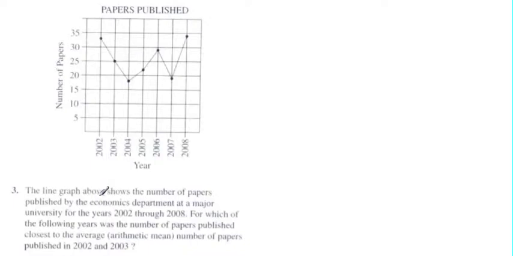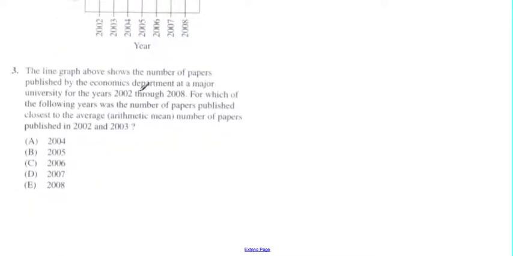Let us look at this question for a second. So we have a graph here: papers published, number of papers, and years. Now, the question here is that for the year 2000 through 2008, for which of the following year was the number of papers published closest to the average of the number of papers published in 2002 to 2003.